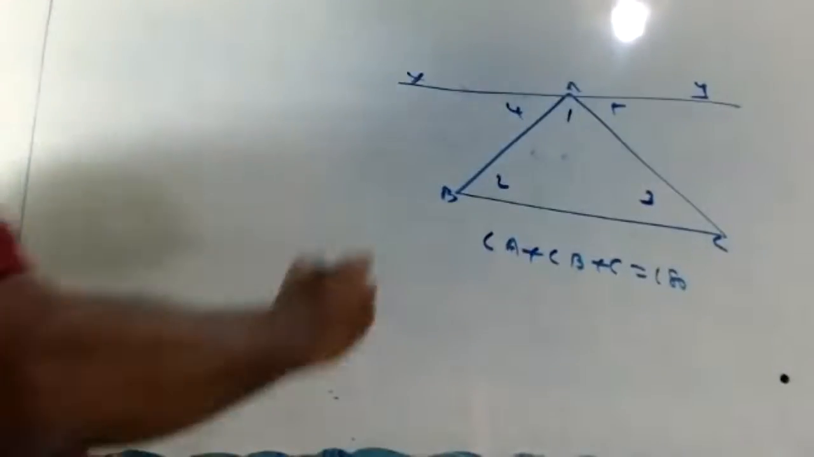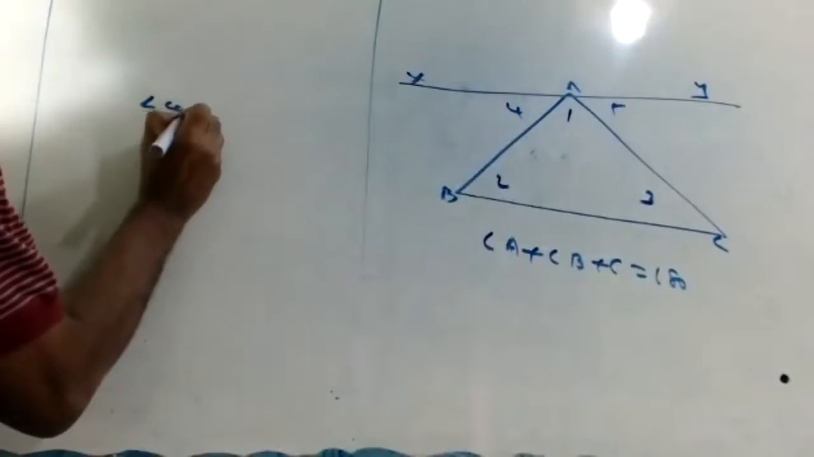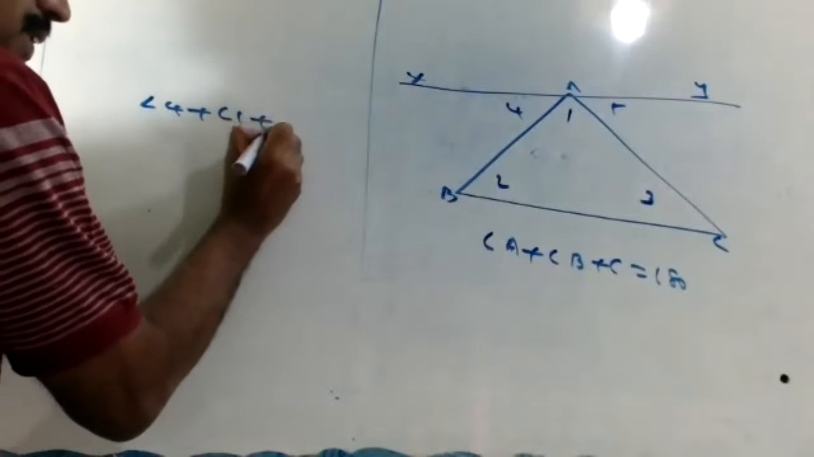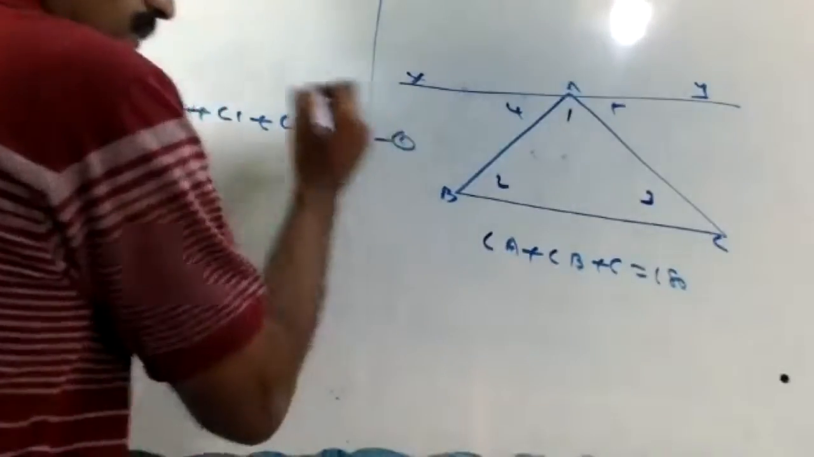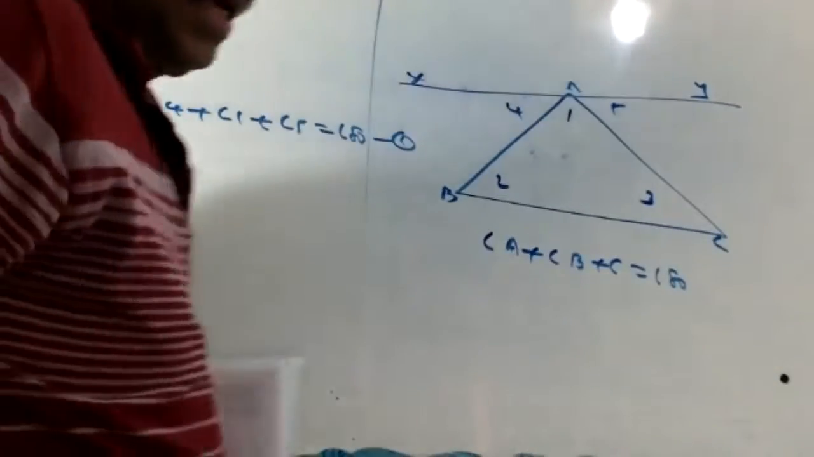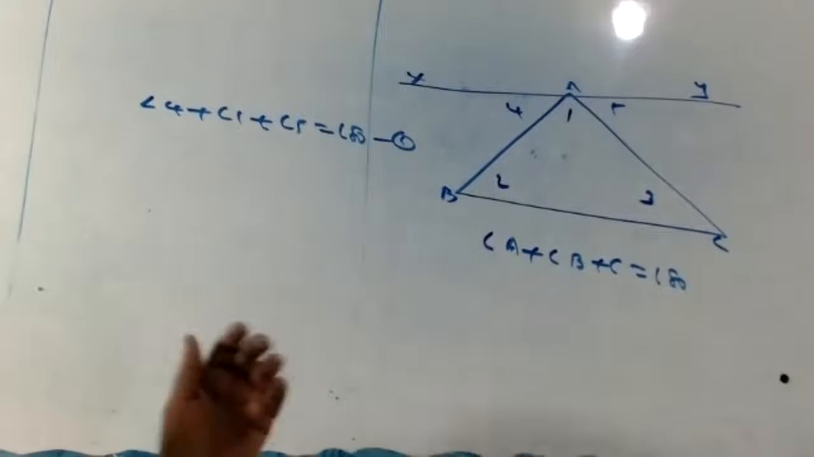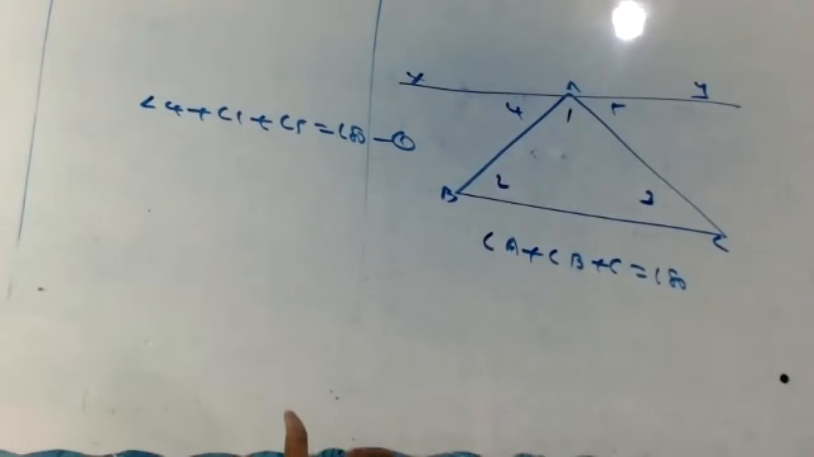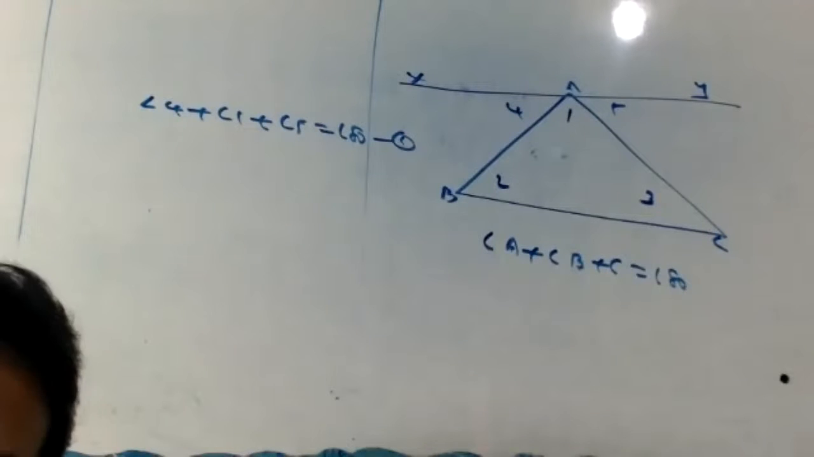Okay. Now, don't write down. XAY is a straight line. Therefore, angle 4 plus angle 1 plus angle 5 is equal to 180. Number 1. Angles in a straight line. Right or no? Sum of the angles in a straight line is 180 degrees. Are you okay? What we did? Through A, XY parallel to BC. Okay, that is our construction right now.